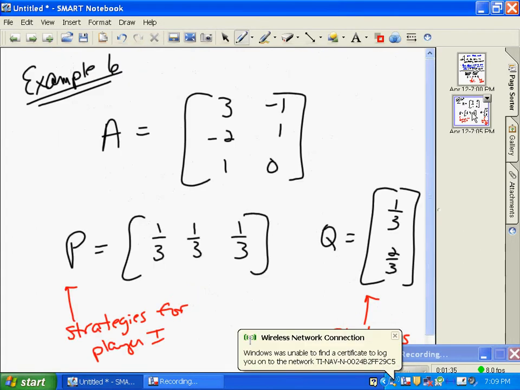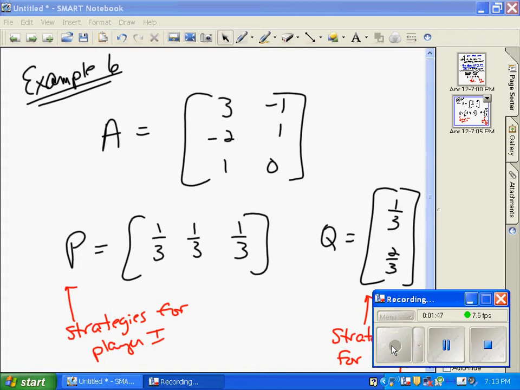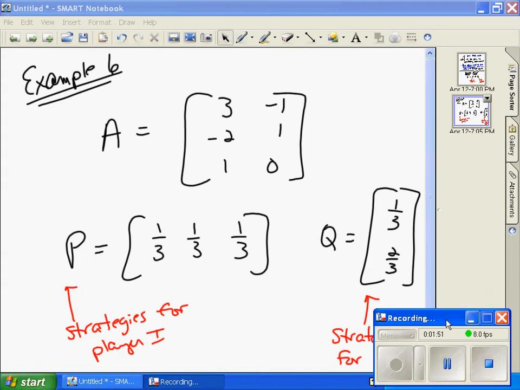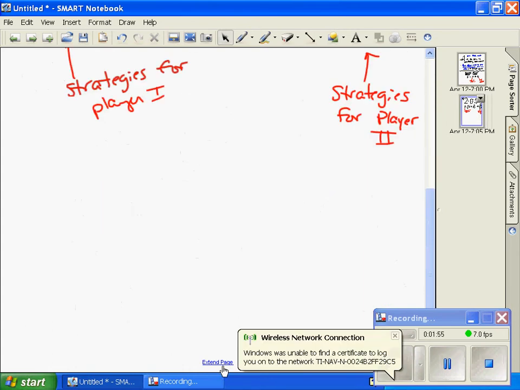Here we go, example 6. I've got this hopefully copied correctly: the matrix A, matrix P, and matrix Q. I'm going to have to pause for a minute. I need to get my calculator. Okay, obviously the calculator here on my computer is having a few issues, so I'll just write out what you need to be putting in your calculator.